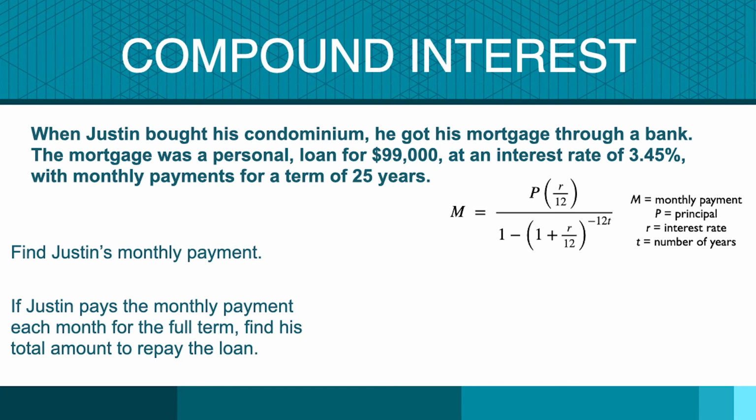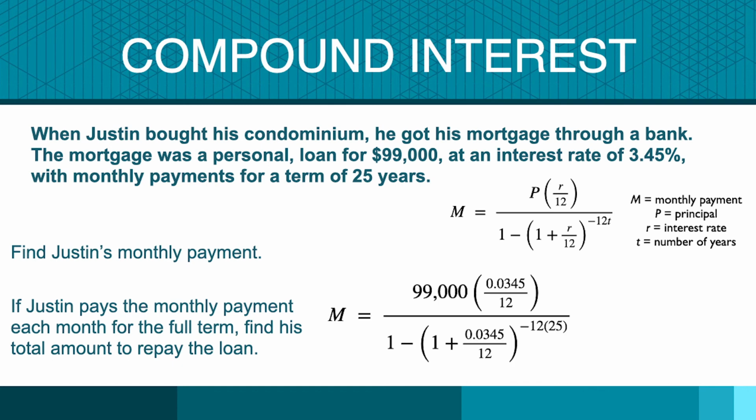Substitute the given values into the formula and solve. P equals $99,000, R equals 345/10,000ths, because the percentage must be changed to the decimal form, N equals 12, because there are 12 months in a year, and T equals 25, the length of the loan in years. After substituting these values in for the correct variables, calculate the monthly payment by following the order of operations. Therefore, Justin's monthly payment is $492.97, after rounding to the nearest cent.